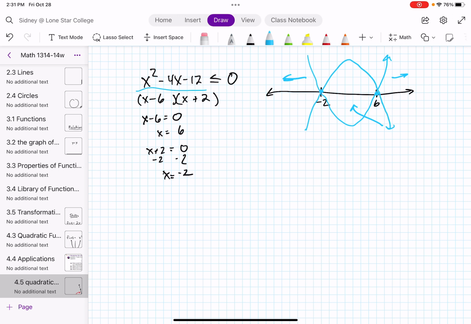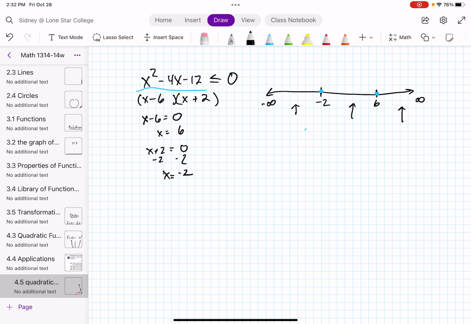So one way we check this is identify the critical values, identify those zeros, and then simply do a test point. And by a test point, I mean this. Check a value in each range. This goes all the way to negative infinity. This goes all the way to positive infinity. And so I have this range of values between negative infinity and negative 2, this range between negative 2 and 6, and this range between 6 and infinity.